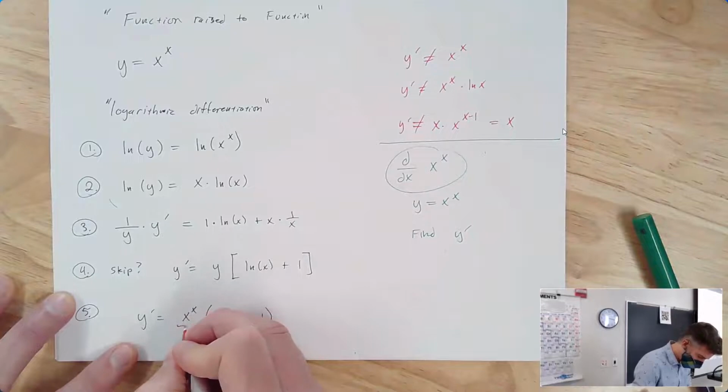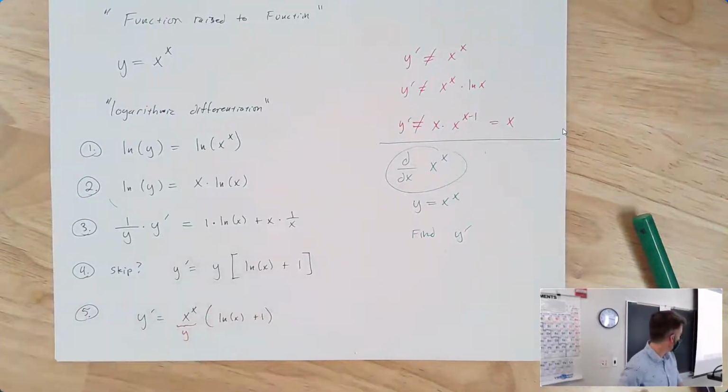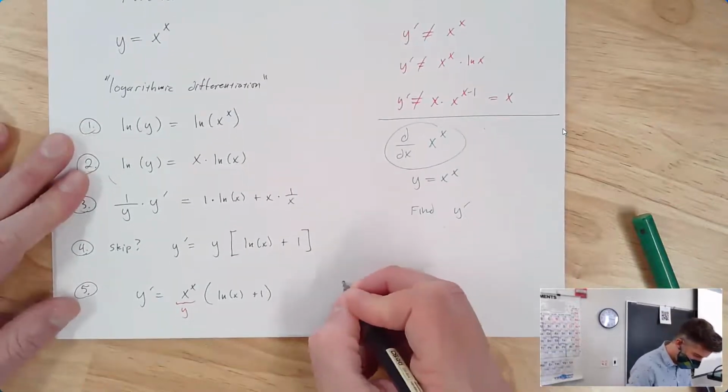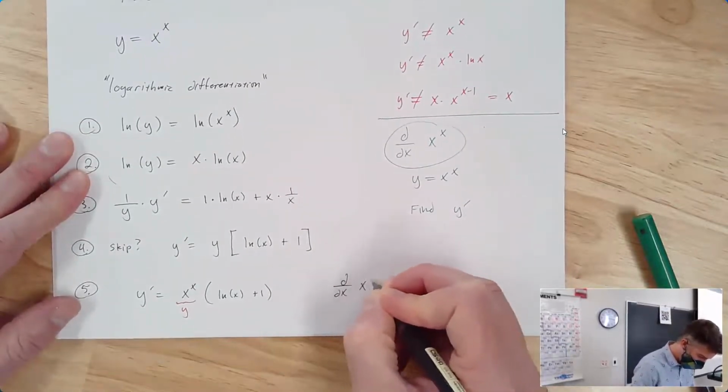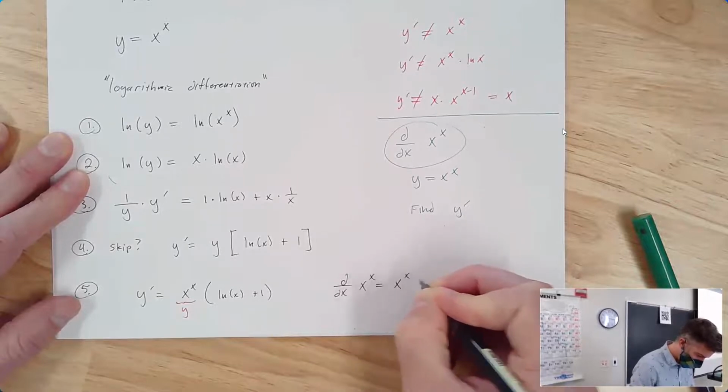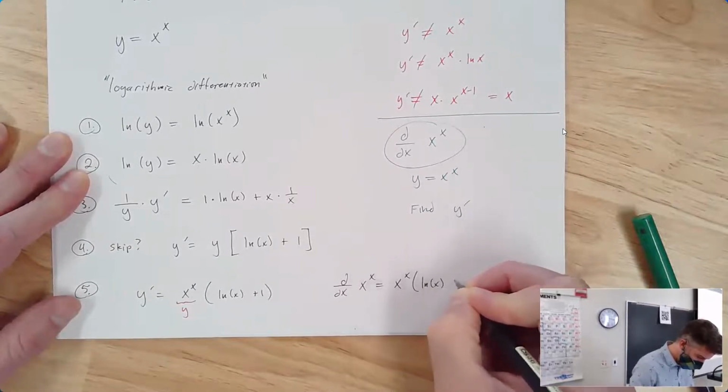plus 1. And that's our derivative. So the derivative of x to the x is x to the x times the natural log of x plus 1.